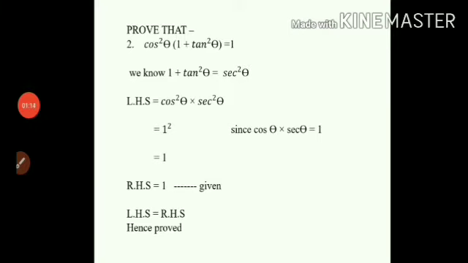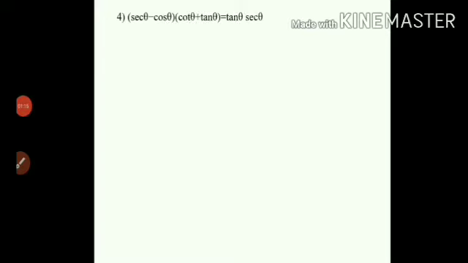Now students, we'll move on to question number 4. See, question number 4 is (sec theta minus cos theta) multiplied by (cot theta plus tan theta) on the left hand side is equal to tan theta multiplied by sec theta. So we'll take the left hand side first. See, left hand side is (sec theta minus cos theta) in bracket, and again we have (cot theta plus tan theta). Now students, we know the identity.